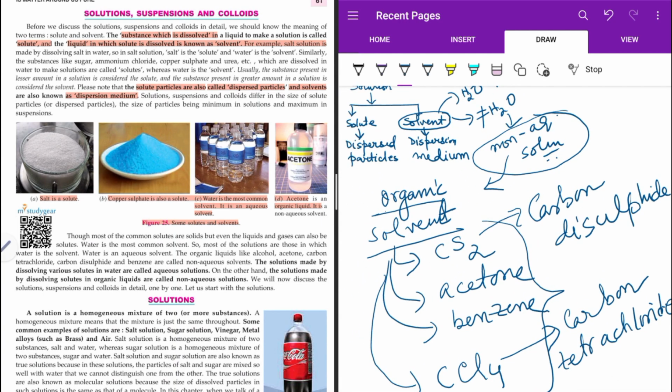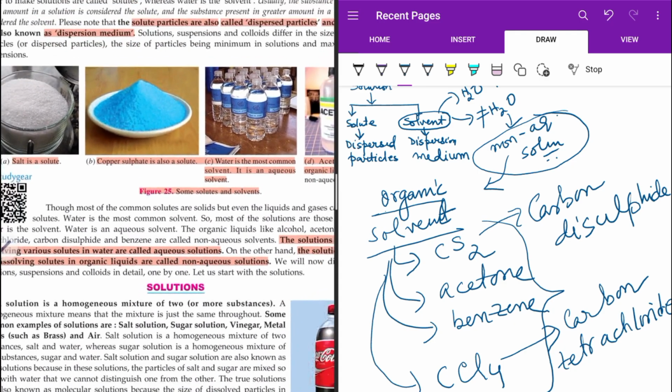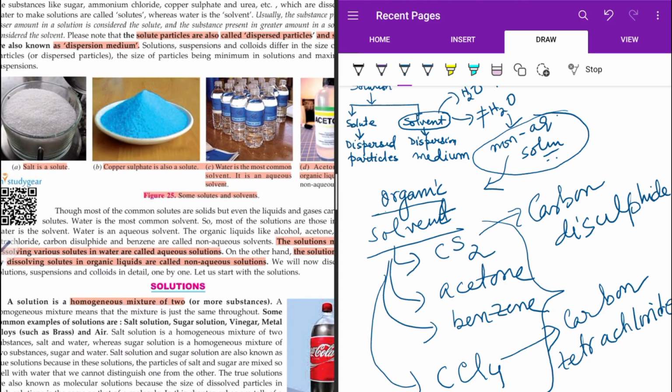So the solutions made by dissolving various solutes in water form aqueous solution, and the solutions made by dissolving solutes in organic liquids are non-aqueous solution. Now, a solution is a homogeneous mixture of two or more substances. If I say two, then it is a binary solution. If it is more, then it can be trinary solution, quaternary solution, etc.